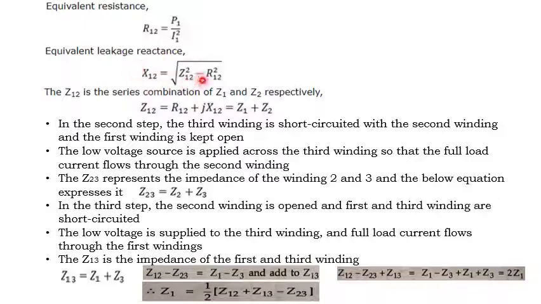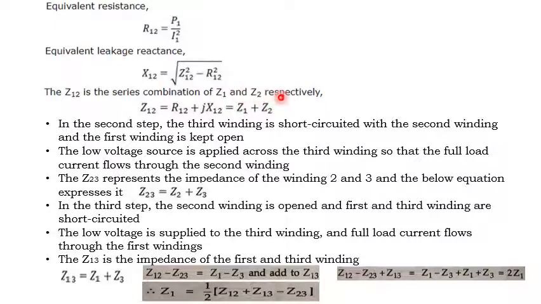Now, what about the equivalent leakage reactance? This equation is familiar to you, because in general Z square equals R square plus X square, isn't it? That is, Z equals square root of R square plus X square. In this equation, X is the reactance, here X12. X12 equals square root of Z12 square minus R12 square. This is a simple equation and the basic aspect. Now, Z12 is the series combination of Z1 and Z2, because these two are short circuited.